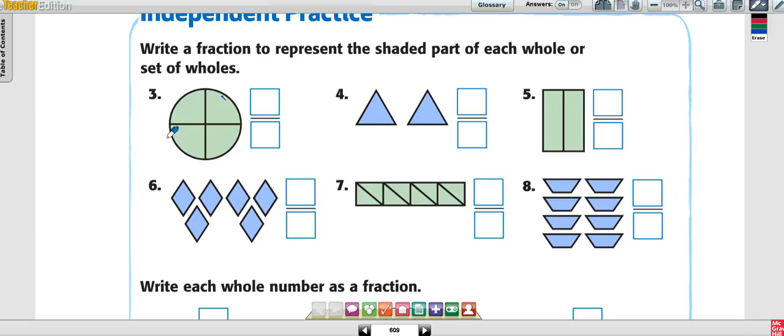Okay. So how many are all together in that circle? 4. How many are shaded in? 4.